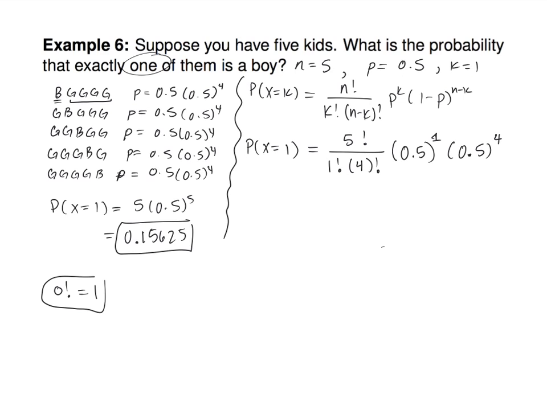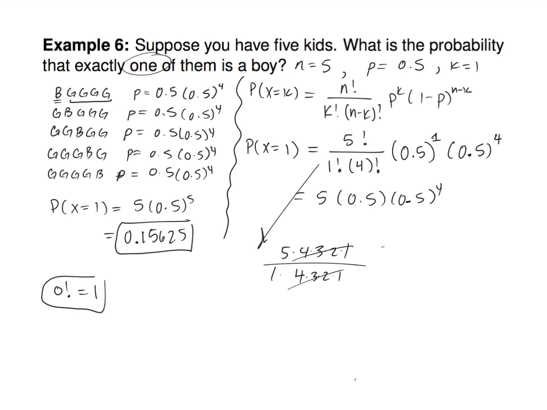And then the question is how does this thing simplify? Well, 5 factorial is 5, 4, 3, 2, 1, and 4 factorial is 4, 3, 2, 1. So what does 5 factorial divided by 4 factorial give you? 5. That's 5, 4, 3, 2, 1 over 1 times 4, 3, 2, 1, and all of those things cancel. Do you see how these came out to be the same thing? What this formula saves you the trouble of doing is listing all the possible ways this thing could happen, which is particularly helpful when you have large n's.